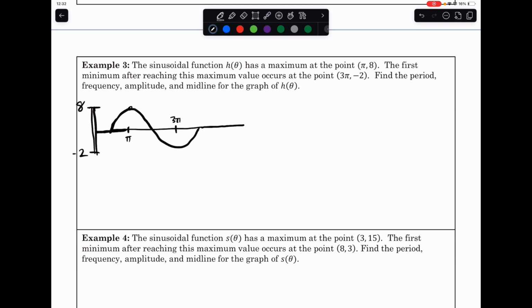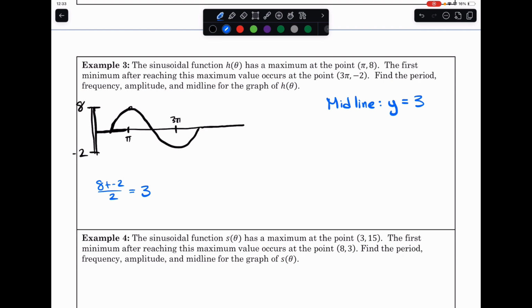Well, like before, I want to figure out where the middle is, the midline. So to find the midline, since I know what the minimum and maximum is, I'm simply going to find the middle of that by using the midpoint formula. So 8 plus -2 divided by 2, that equals a total of 3. So our midline is at 3.